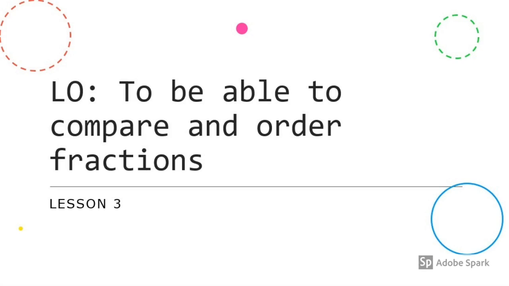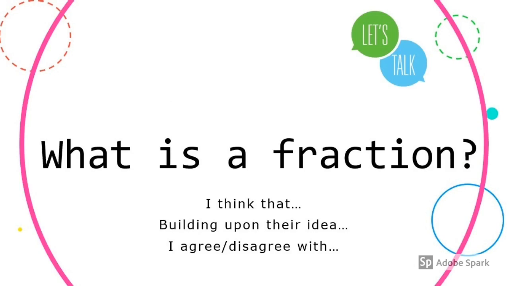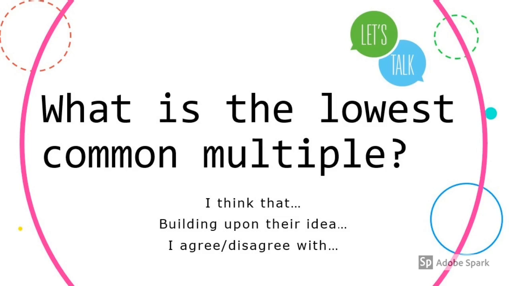During today's lesson, we're going to learn how to compare and order fractions. By now, you should all know what a fraction is. We learnt this a few days ago, and a fraction represents part of a whole. In today's lesson, we're going to be thinking about fractions, but we also need to know what the lowest common multiple is. We learnt this last term, but I'm going to show you a quick definition to help remind you.